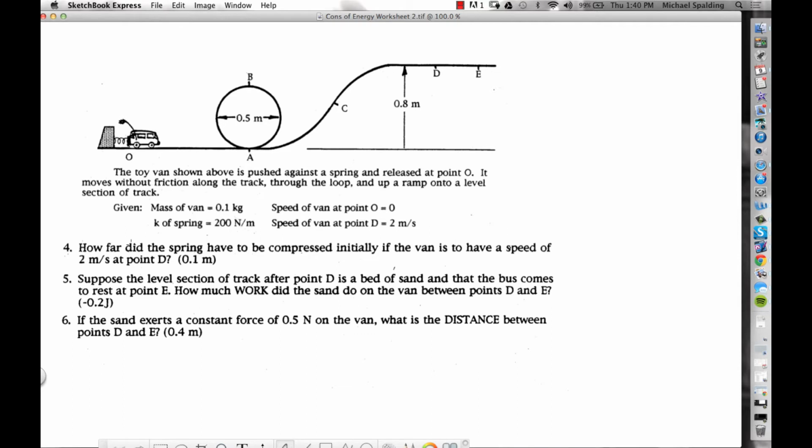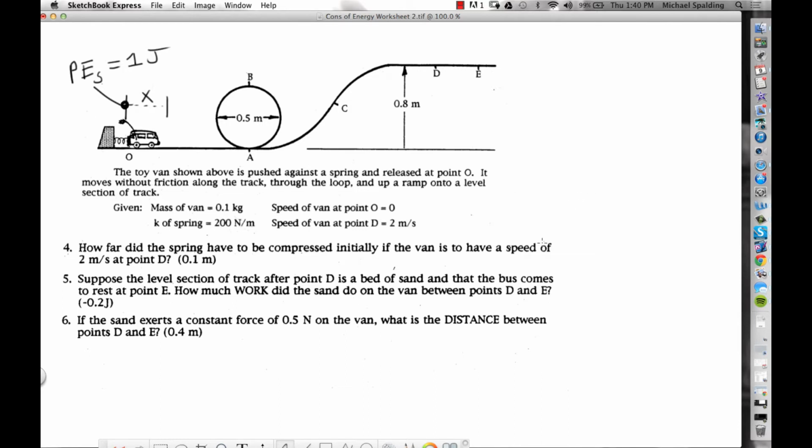Okay, so question 4. How far did the spring have to be compressed initially? So this spring was smushed some distance x. Can you guys visualize that? The toy car was smushed into the spring, right? Before releasing the toy van, all the energy was in what form? Potential of spring. Before the toy van got shot out, all the energy was in the form of potential of spring. What must that be equal to? 1 joule, because that's the mechanical energy everywhere, right? Does that make sense? Yep.